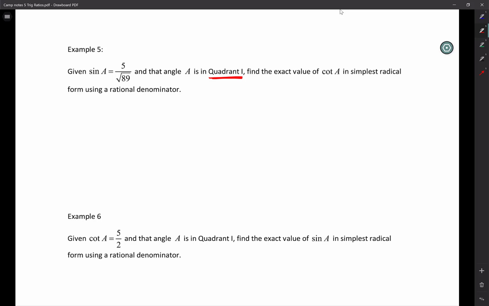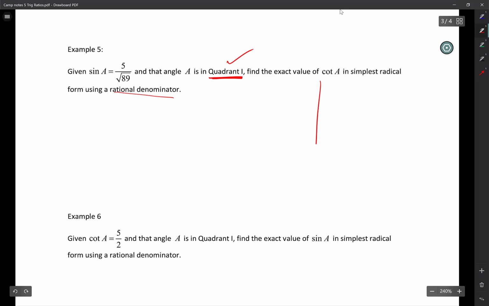So it says given sine A is 5 over square root of 89 and that angle A is in quadrant 1. Well, they're all going to be in quadrant 1, so that's fine. Find the exact value of cotangent A in simplest radical form using rational denominator. What that means is they don't want to see a radical in the denominator, guys. All right, so here we go.